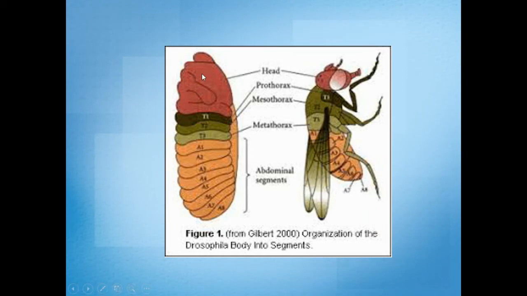These are all the segments. We know that the head's going to be up here because of that bicoid gene, and then you have your T1 to your T3, and then you start with these abdominal segments.